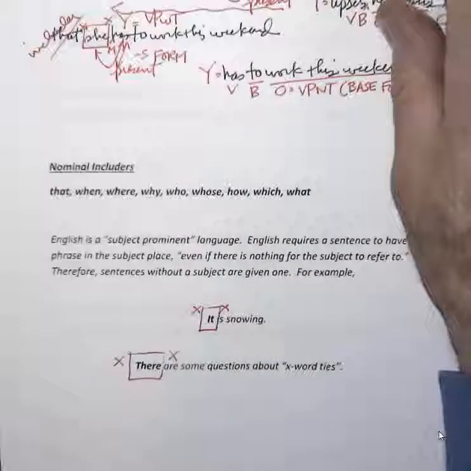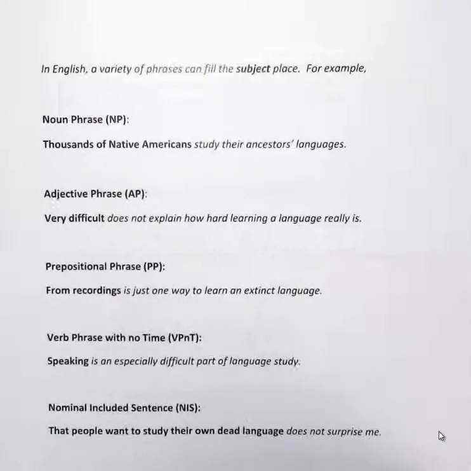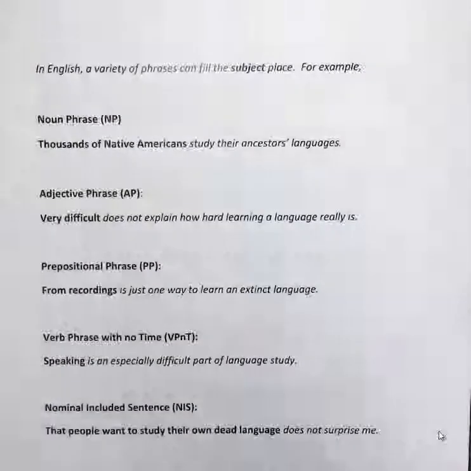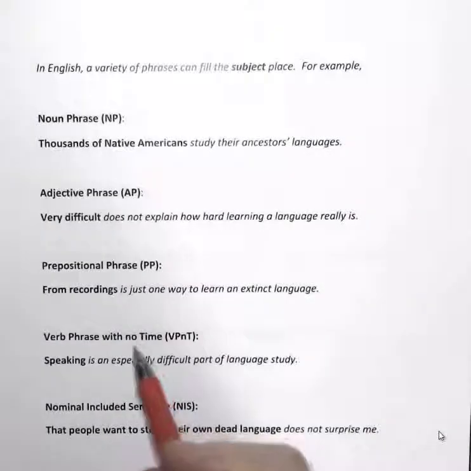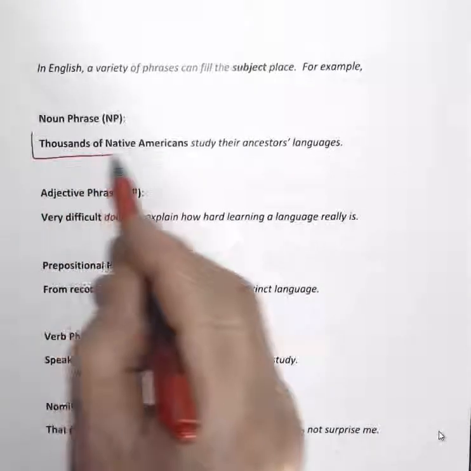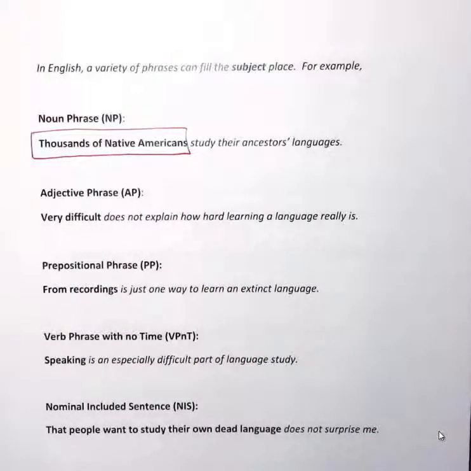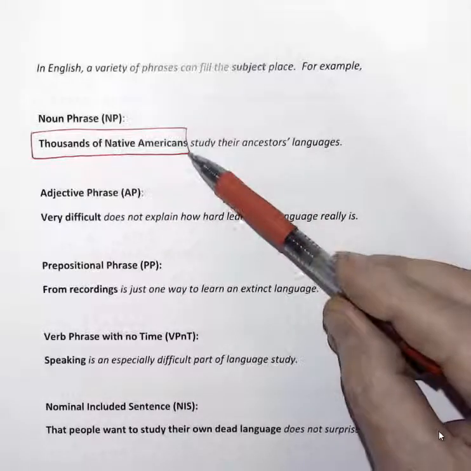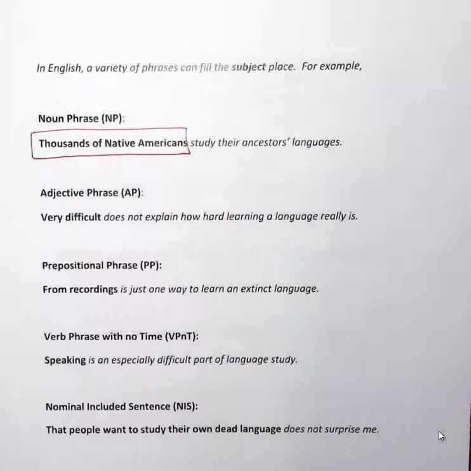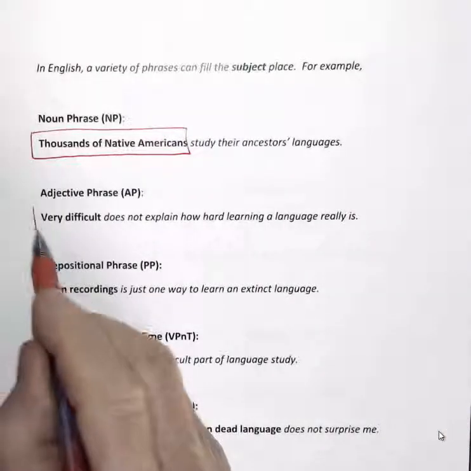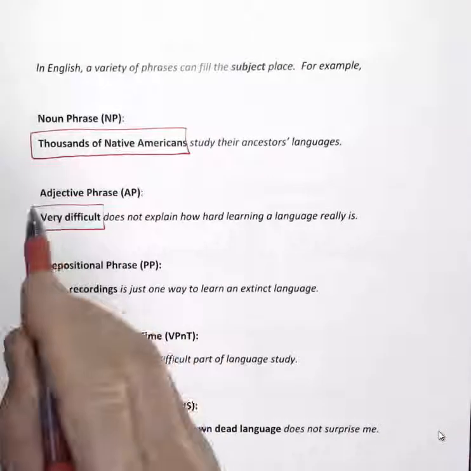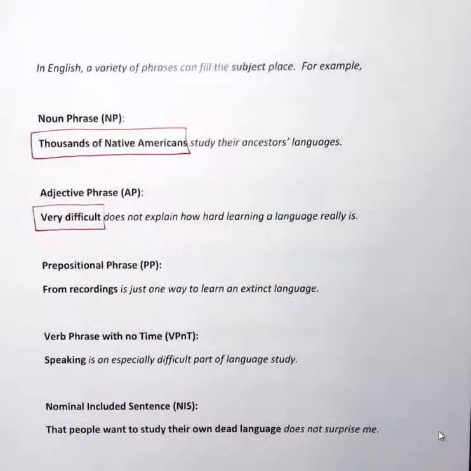Okay, so let's continue a little bit more. Now, in English, you can have quite a number of different kinds of phrases in the subject place. For example, let's take a look. Thousands of Native Americans study their ancestors' language. In the subject place, we have a noun phrase. We can also say things like, very difficult does not explain how hard learning a language really is. And so I can put an adjective phrase in the subject place.